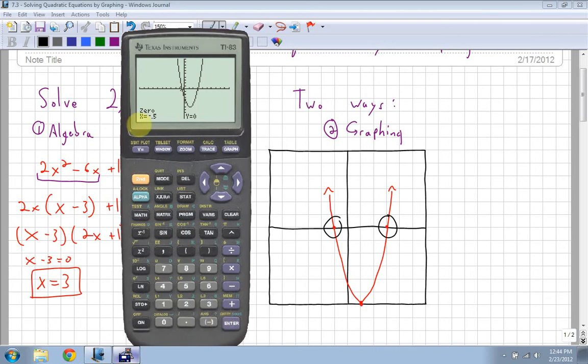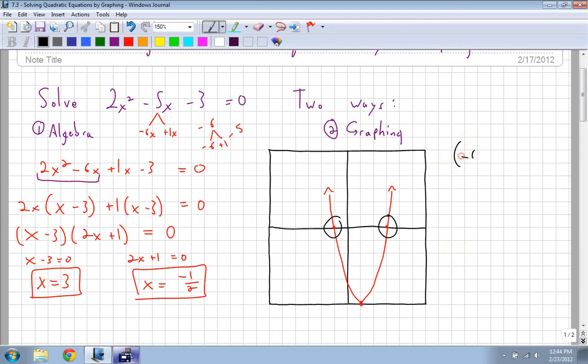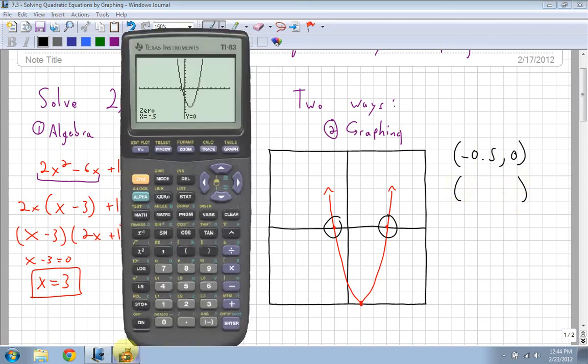And it gives me an answer of x equals negative 0.5. So I get one answer of negative 0.5, 0. That's my first 0. My second one, again, second, calculate. I go down to 0, and I calculate the one over here.